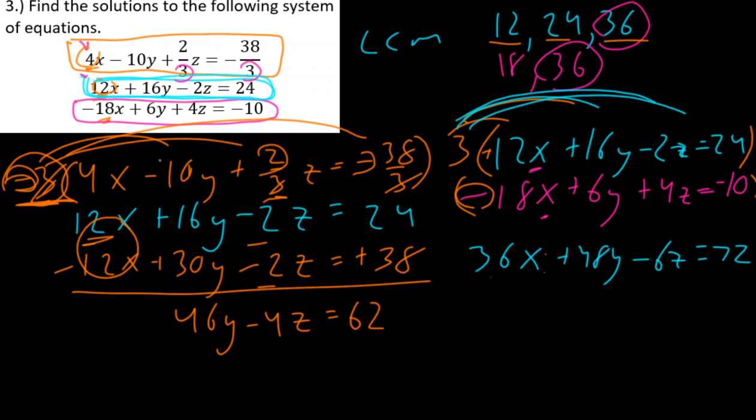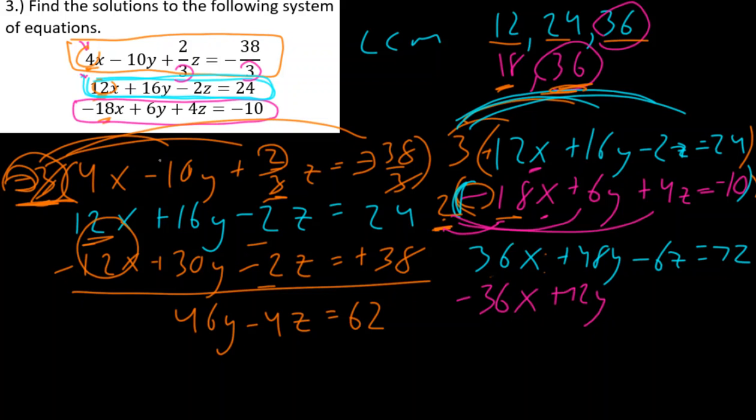Now from here, remember, we want to multiply this line by some number, in orange again, that turns 18 into 36. Well, remember, 18 times 1 is 18, 18 times 2 is 36. So we're going to multiply by 2. And so switching back to my purple, 2 times negative 18 is that nice negative 36x. 2 times 6y is 12y. And 2 times 4z will give us 8z is equal to, and 2 times negative 10 is negative 20.